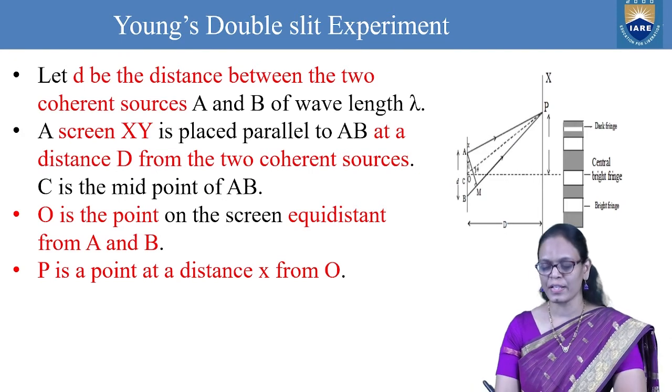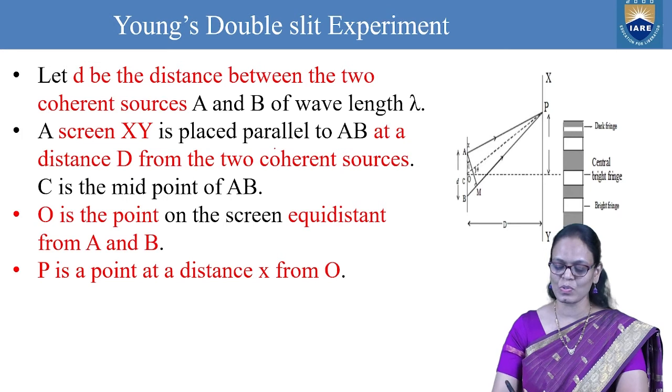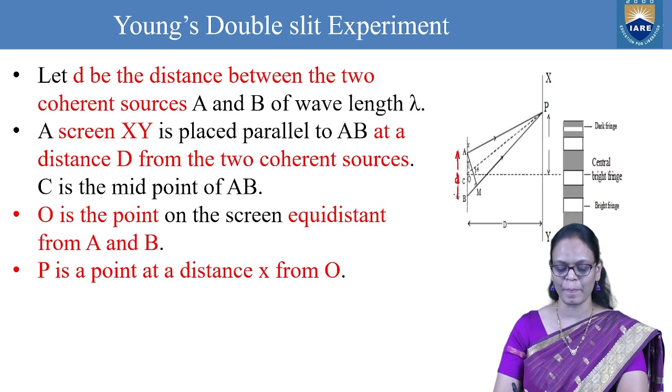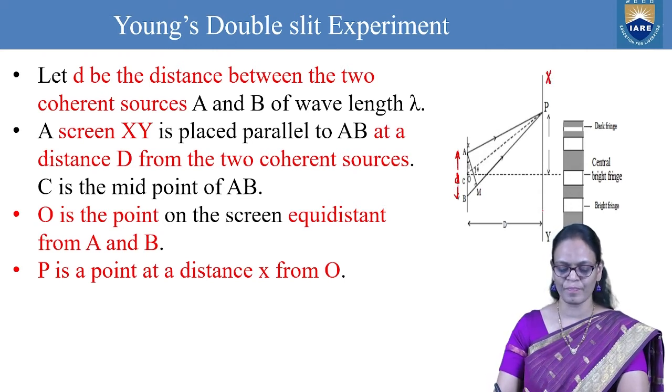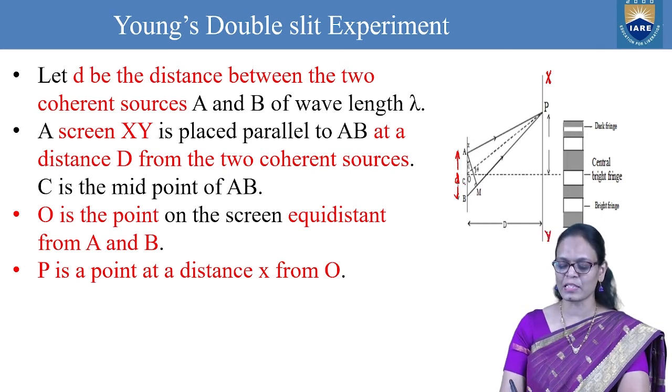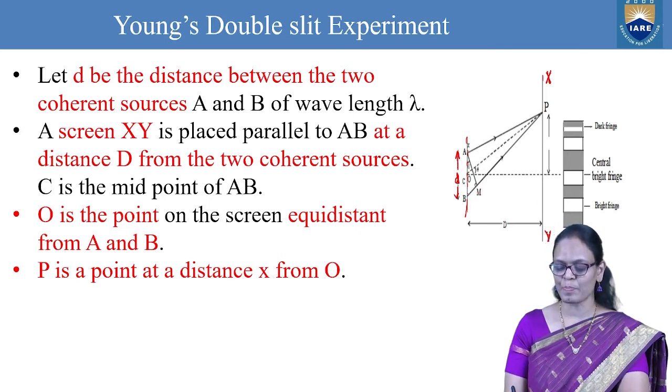Now, let us understand this diagram. Let d be the distance between the two sources. So we have considered this is the distance between the two sources A and B. Now, this is the screen XY, which is placed parallel to AB. This is AB, and this is XY. So XY is placed parallel to AB and at a distance of capital D from the source.